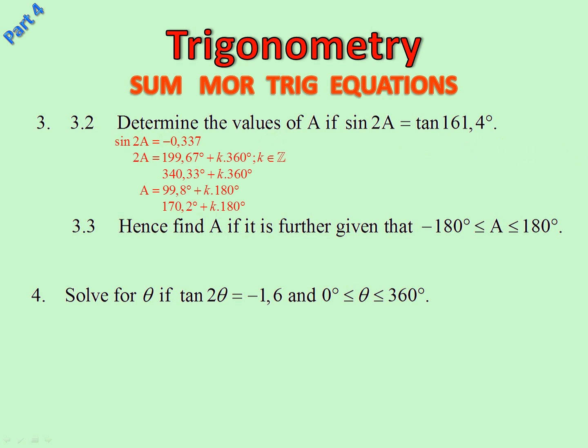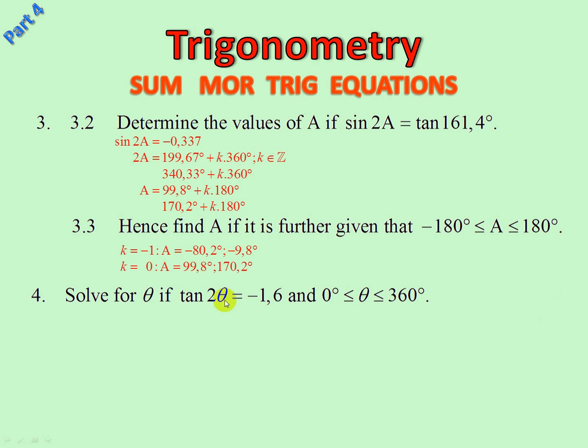Hence, find A if it is further given negative 180 is less than or equal to A, less than or equal to 180. Well, I know there are going to be four answers because this is over 360 degrees and this is a 2A. So this will double the number of answers. So I can look at it and say, well, all right, I need negative 180. Negative 1 will give you within the range, and negative 1 here will give you within the range. And that's the lowest. So K equals negative 1. Then I substitute K equals 0, and there are my other answers.